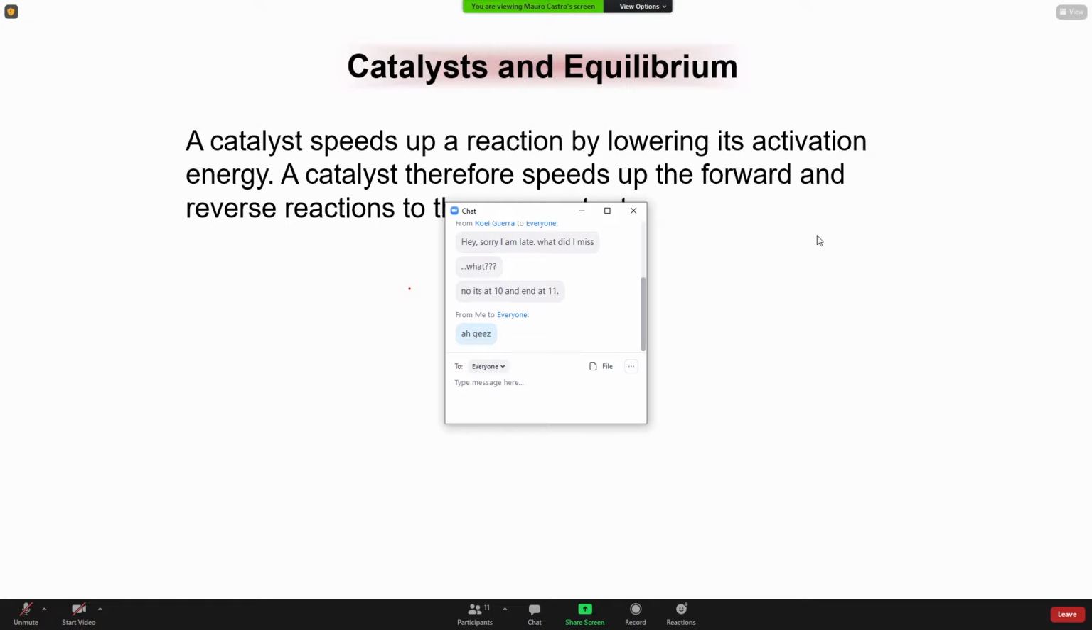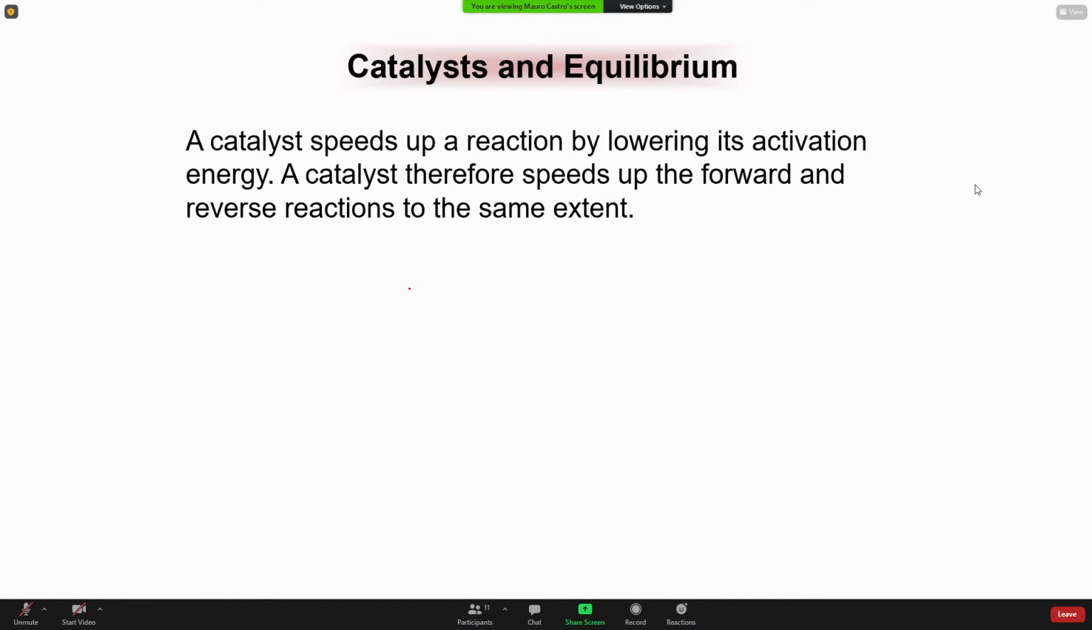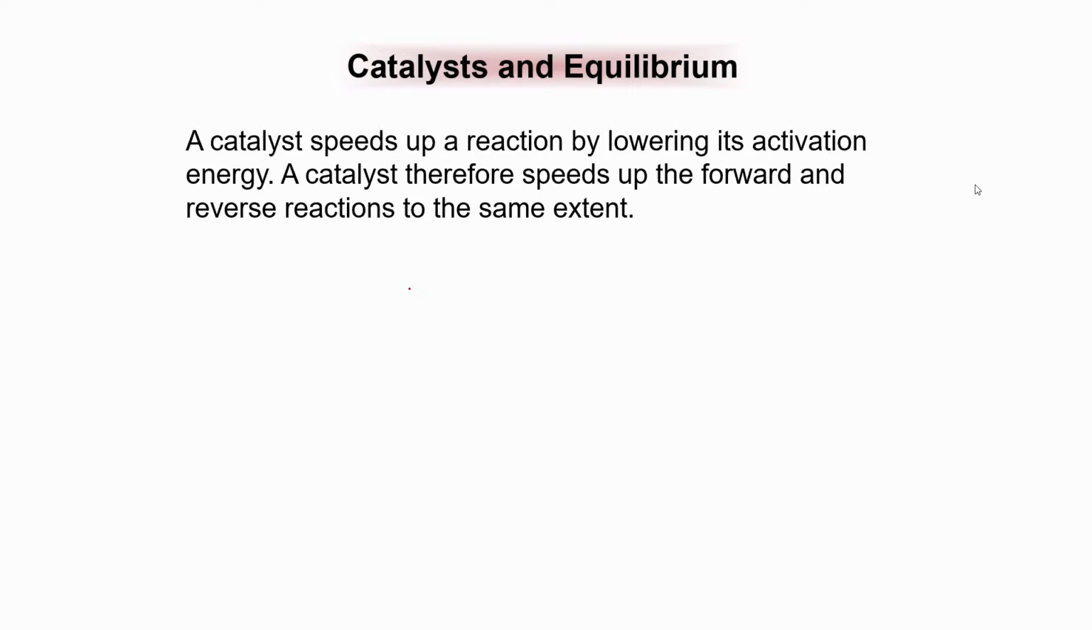A lot of folks think that a catalyst shifts the equilibrium left or right. It does not. It will reach the same equilibrium. The only thing a catalyst does is makes it get there a lot quicker than without a catalyst.